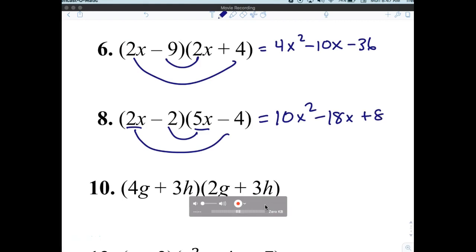Now, eventually, what's going to happen is you won't have to put the little smiley faces there. You'll just be able to picture what you're multiplying together.